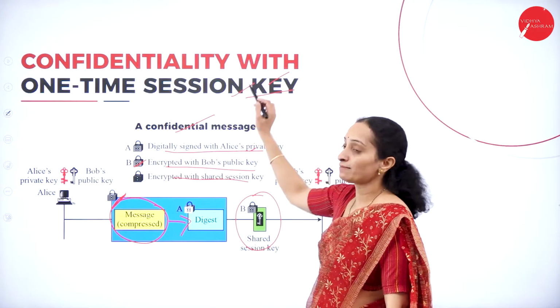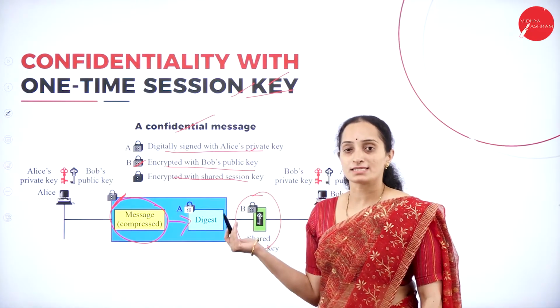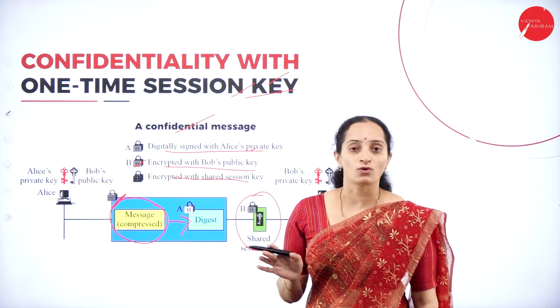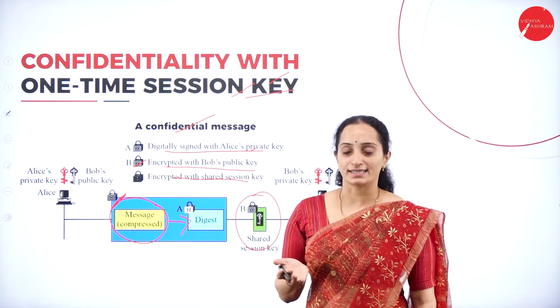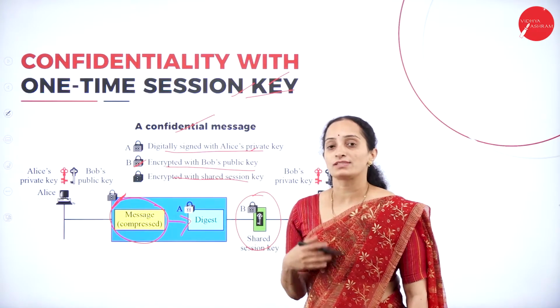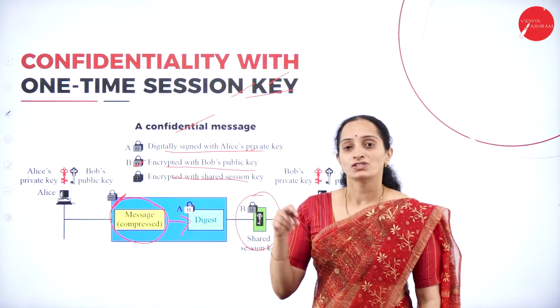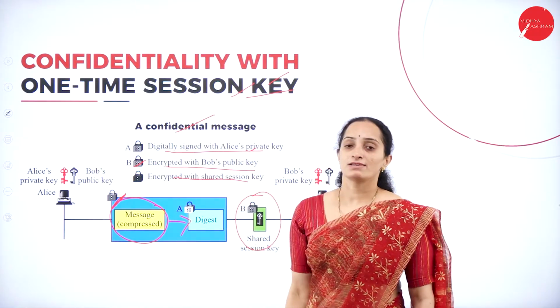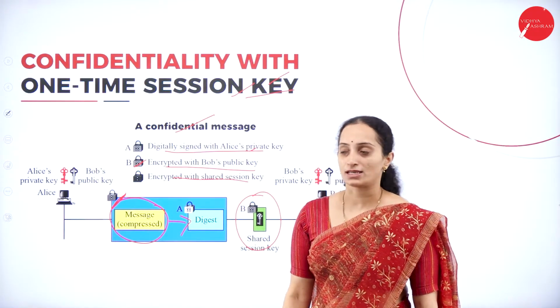This is the one-time session key. Once the message is retrieved and read by the receiver, the session key is no longer useful and is deleted. If Alice wants to send another message to Bob, she has to create a new session key. That's why it is called a one-time session key.